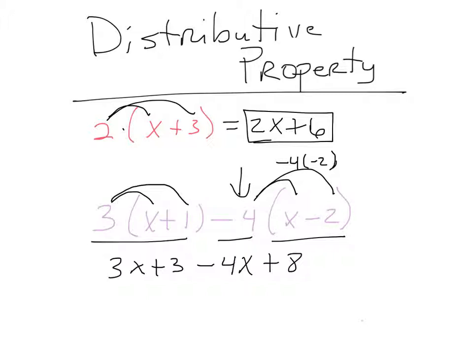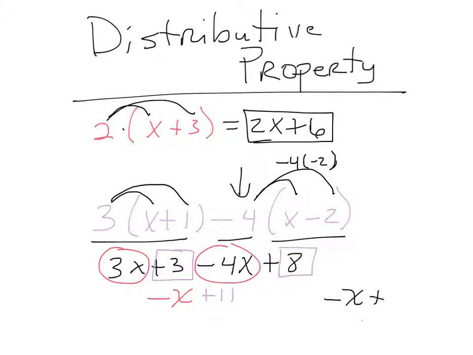In this case, I have a 3x and a minus 4x. Well, that leaves me with a negative 1x. And then I have a plus 3 and a plus 8, which is plus 11. Therefore, my final expression is negative x plus 11, or I can have it as 11 minus x. Either way would work. Both are the same, so either expression would work.